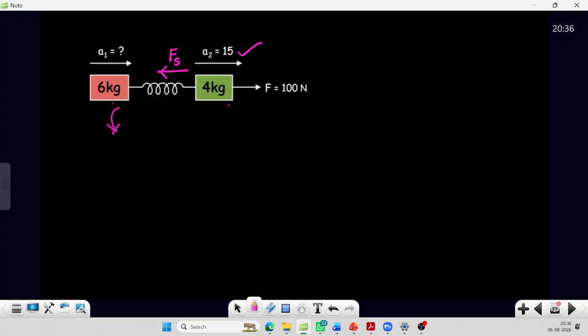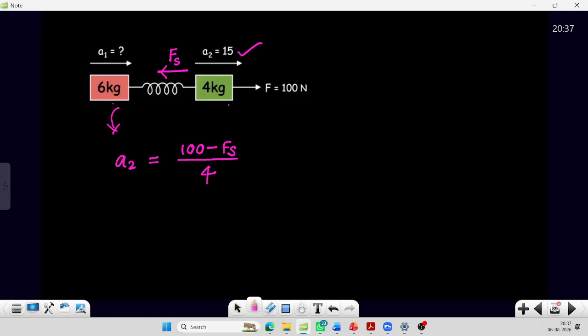Now let's find out the spring force. On this 4 kg block, what are the forces acting? 100 newtons is on the right side and Fs is on the left side. Under the action of these two forces, the block is moving with the acceleration of 15. Can you write the acceleration equation? That is A2 equal to 100 minus Fs by 4. From this we can get the spring force.